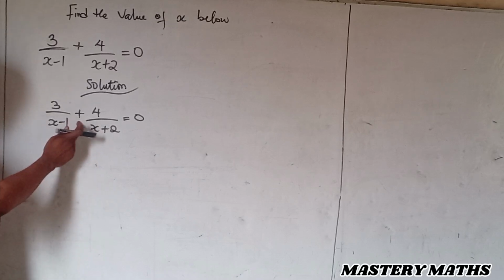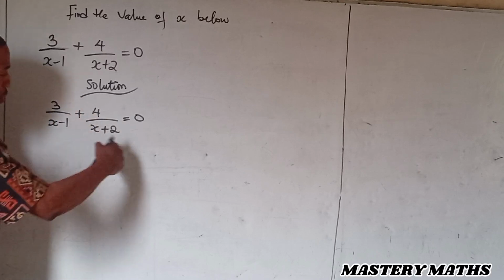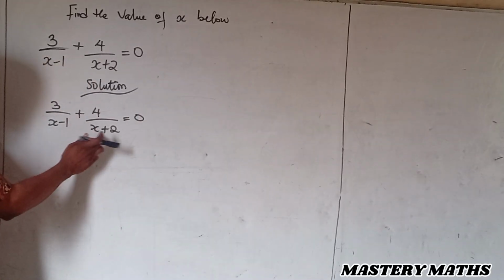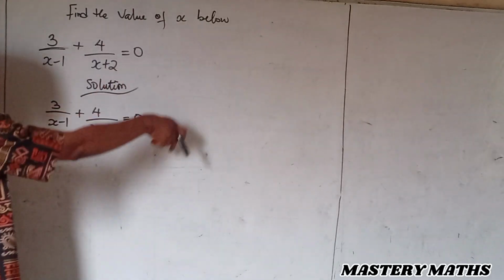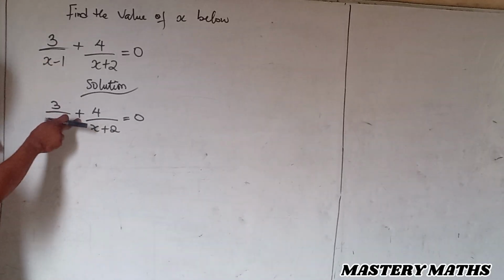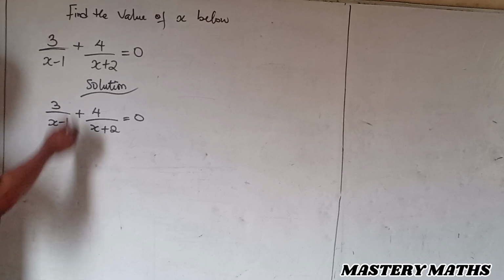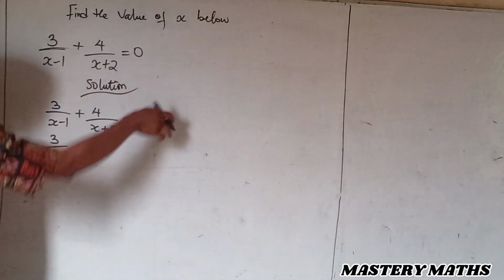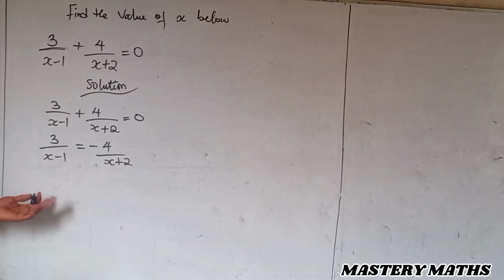You see this here, I want us to separate it. We'll take the whole of this to the other side. We take plus 4 over x plus 2 to the other side to meet 0. And when we do that, the positive sign changes to a negative sign. You see it now? So in doing that, it will be 3 over x minus 1 equal to, when it crosses, it becomes minus 4 over x plus 2.